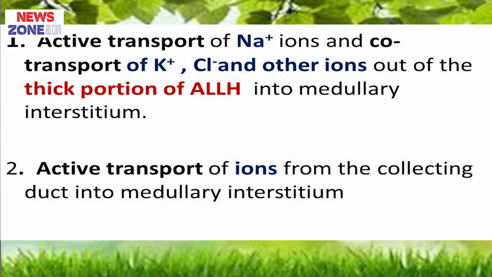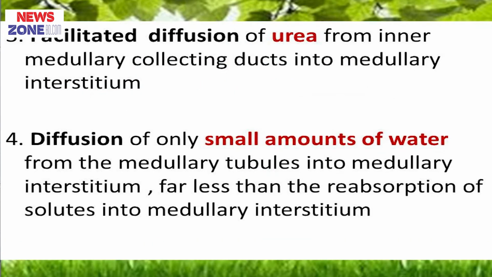Number 2, active transport of ions from the collecting duct into the renal medulla. Third is the facilitated diffusion of urea from the inner medullary collecting duct into the renal medullary interstitium. This is the third factor that contributes to formation of renal medullary interstitial hyperosmolarity. Then number 4, diffusion of only a small amount of water from the medullary tubule into the medullary interstitium, far less than the reabsorption of solute into the medullary interstitium. That is, water is less reabsorbed but solute is more, so more solute is present in the interstitium.